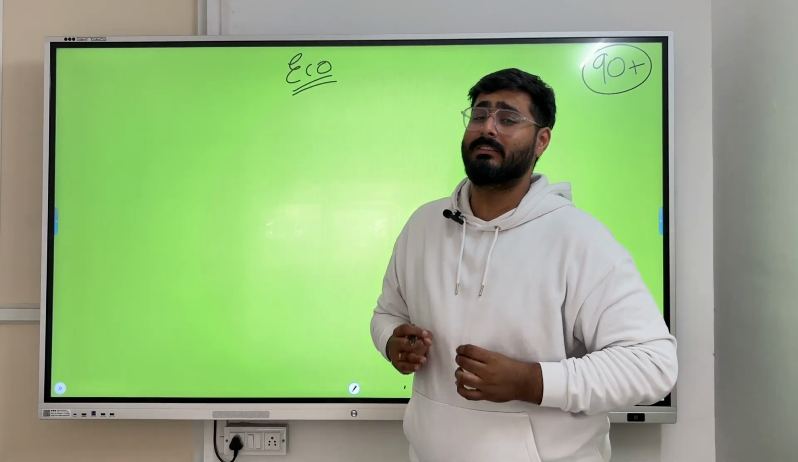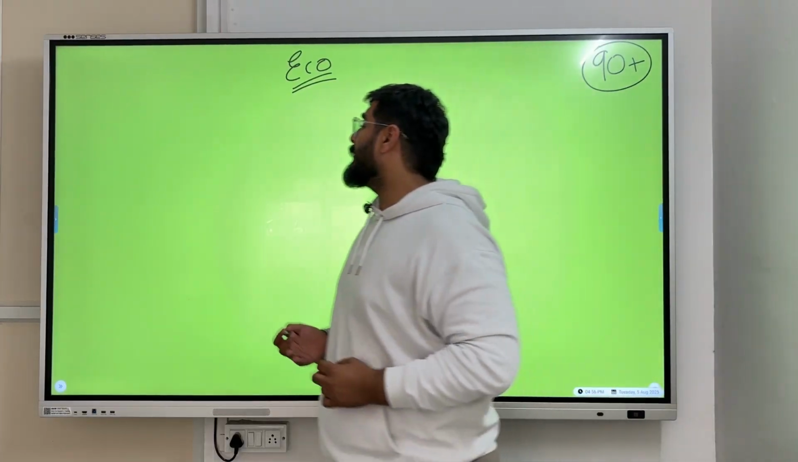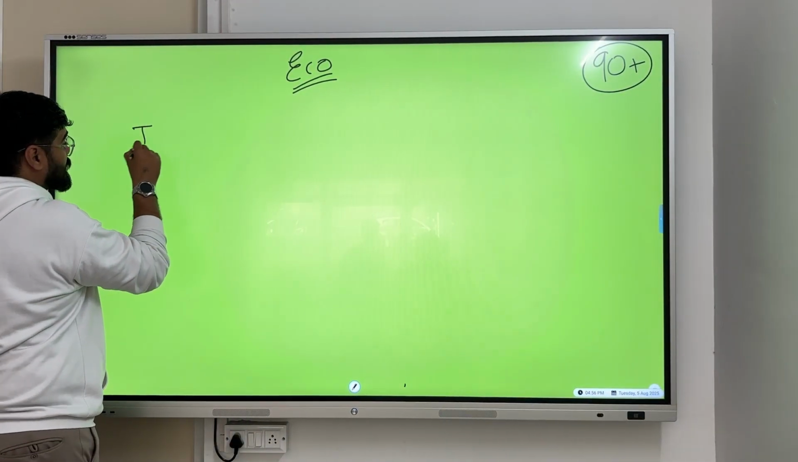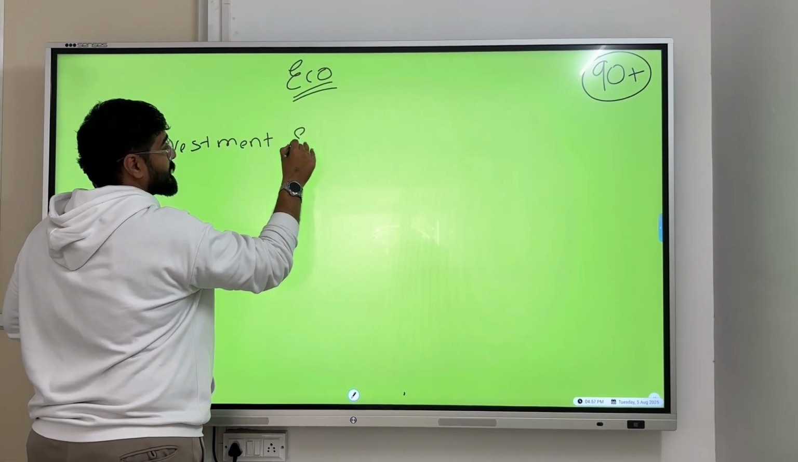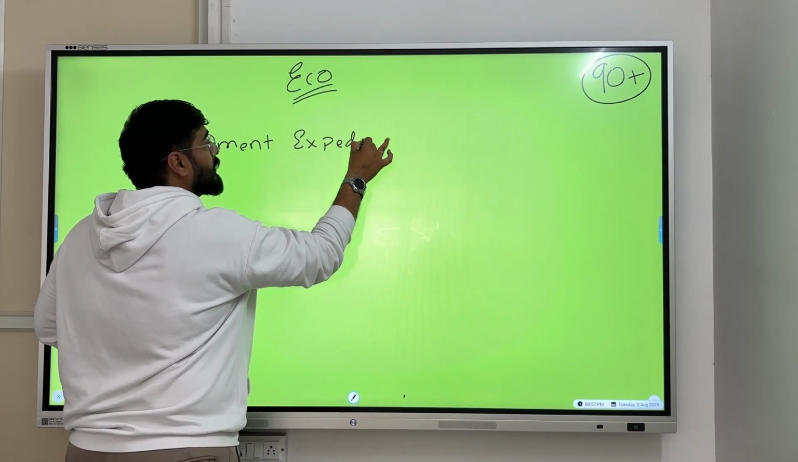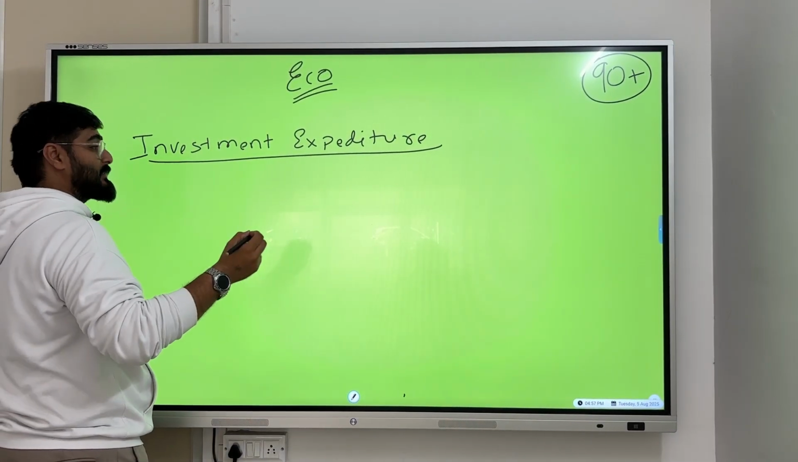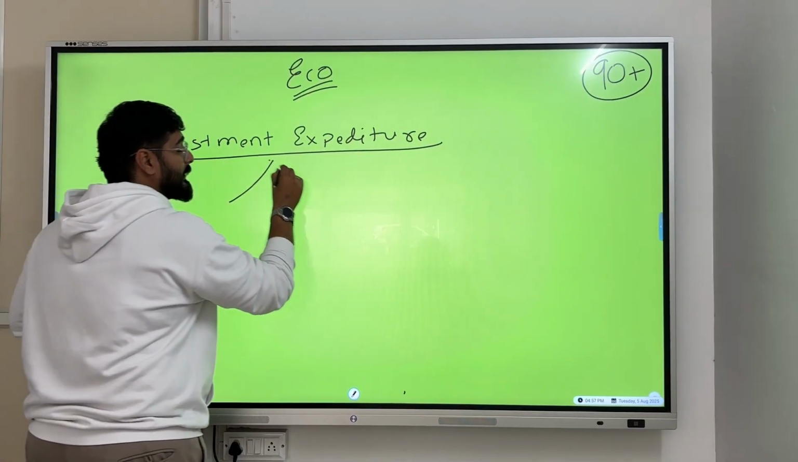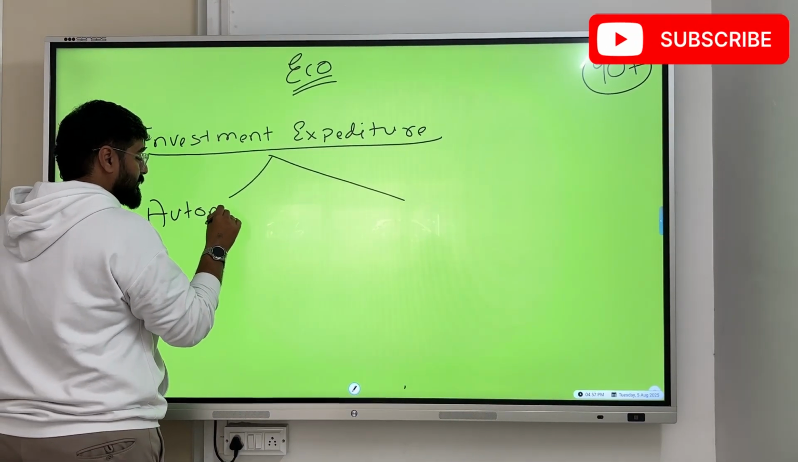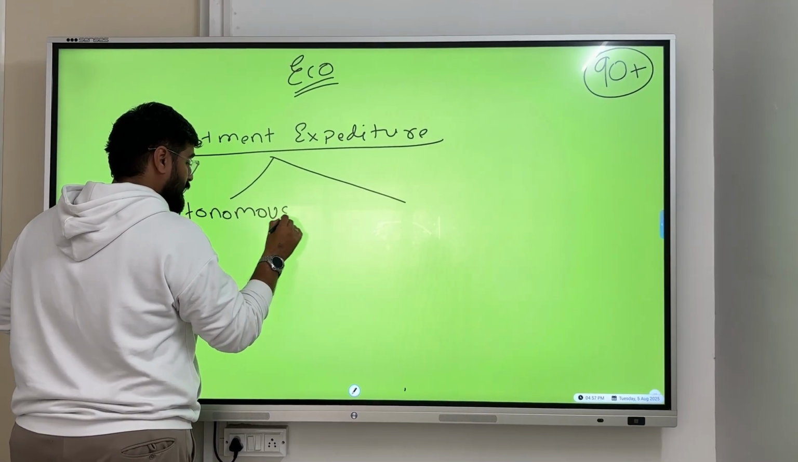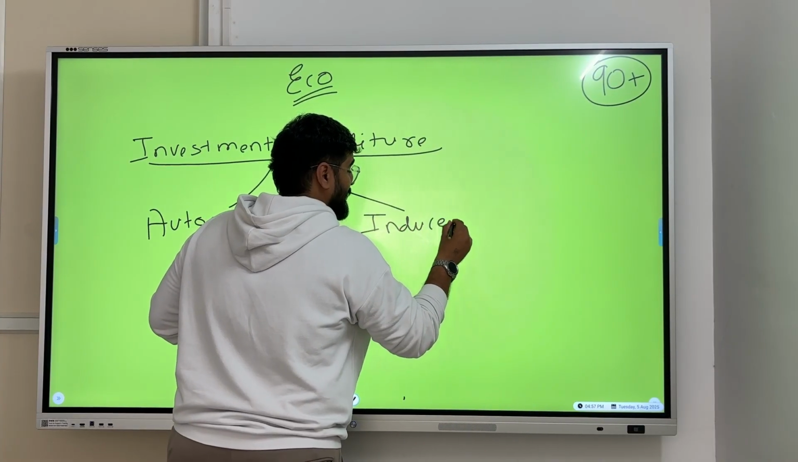We have already studied the consumption function and the saving function. Today we are going to start with investment expenditure. When I talk about investment expenditure, it is the investment done in the economy, and it has two types. First is autonomous investment, and second is induced investment.